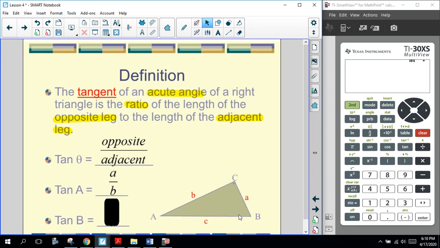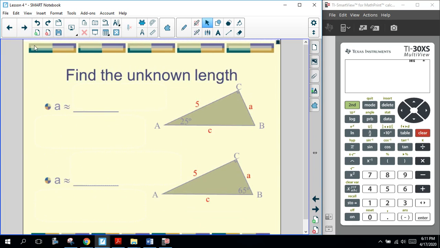Well, if I ask for the tangent of B, if I look at angle B, the opposite leg is b, and the adjacent leg is a, so it would be tangent of B is equal to b over a. Now we're going to take a look at how to use this to find side lengths and how to find angle measures. Now let's take a look at our first example here.